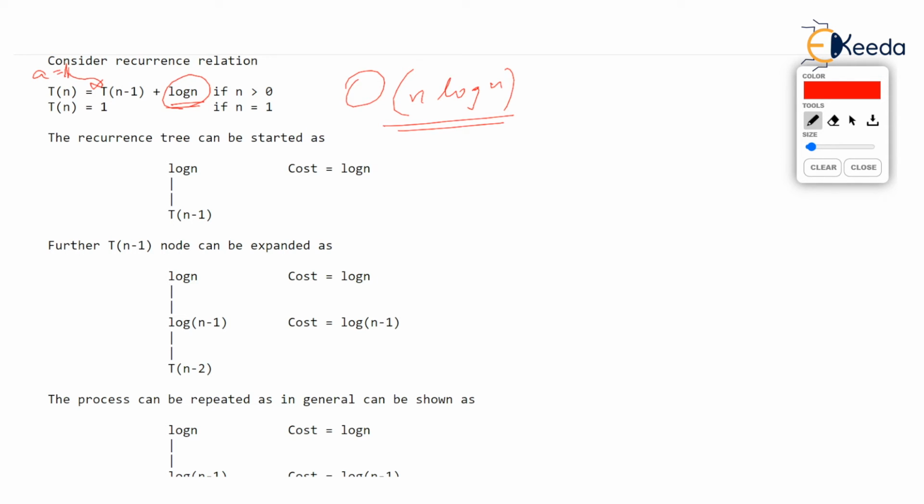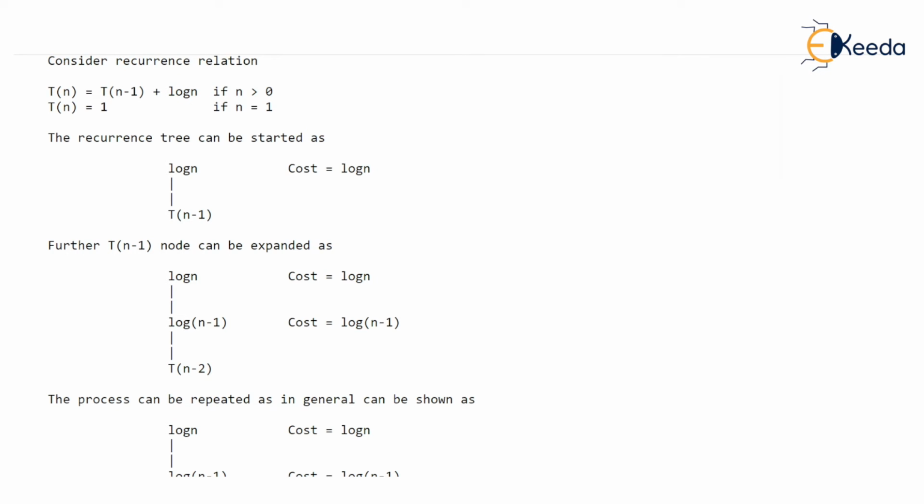So if you go through this recurrence relation, then what will be the tree for this? We already know the answer. It will be O(n log n), but let's solve it by using the tree method.